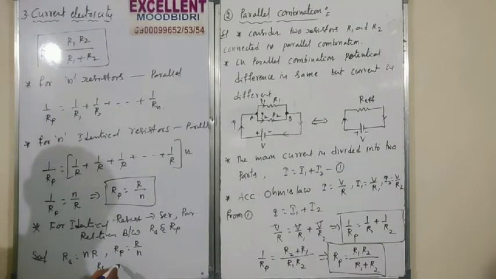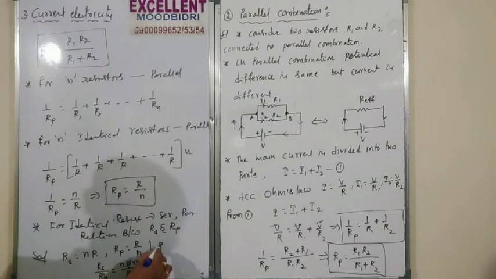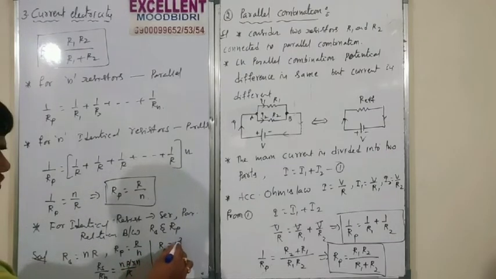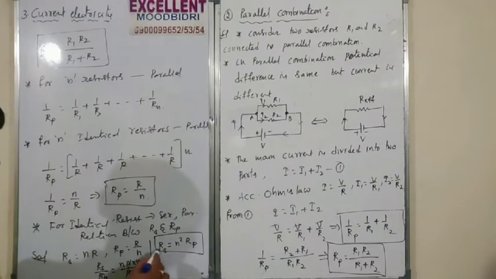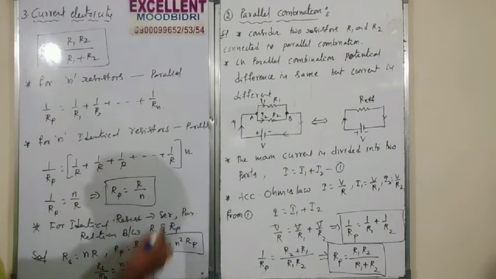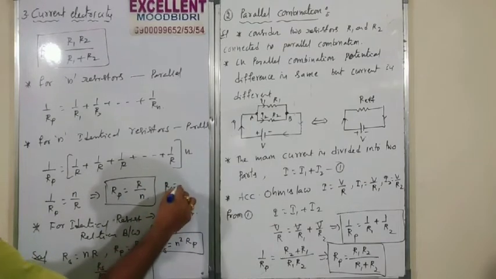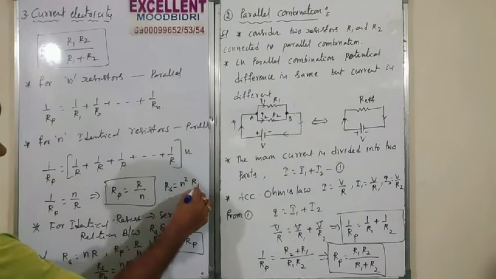Rs by Rp is equal to N into R divided by R by N. So the N goes to the numerator, that is N into N, N square. Therefore, Rs is equal to N square times Rp. A very important relation. Rs is equal to N square into Rp.